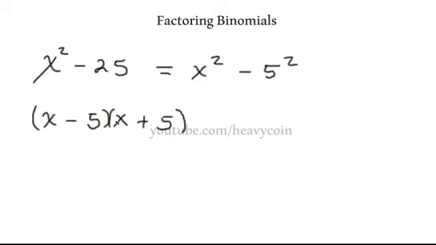Okay, in other words, x times x is x squared, x times 5 is 5x, then minus 5x. Well, obviously those two are going to cancel out. If you have a 5x minus a 5x, that's going to cancel out. Then you have a negative 5 times a positive 5 gives us a negative 25. Okay, so this has been factored.